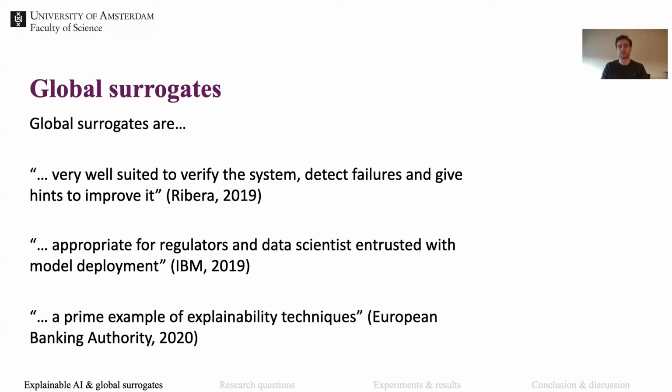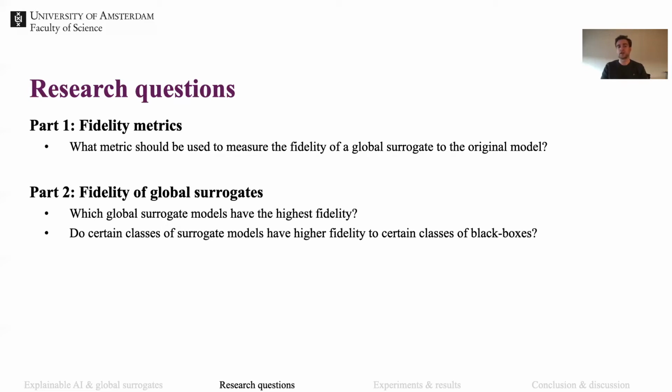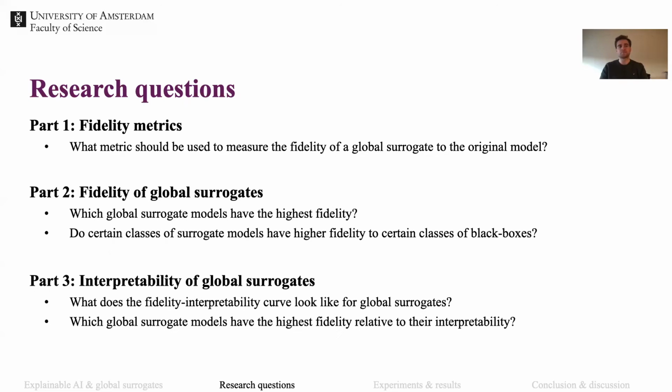However, the fidelity of the explanations produced by global surrogates is a potential weakness and hasn't received a lot of attention as of yet. It isn't clear if the white box does indeed correctly reflect the decision process of the black box. This is why in this paper, we research the fidelity of surrogates. In the first part of our research, we try to find out which metric is most appropriate to measure the fidelity of surrogates. In the second part, we use that fidelity metric to look into how high the fidelity of surrogates is, and also to see if certain types of surrogate models have higher fidelity relative to certain classes of black boxes. Finally, we should expect there to be a trade-off between the fidelity and interpretability of the surrogates. This is why we look into the interpretability of the surrogates in the third part of our research.